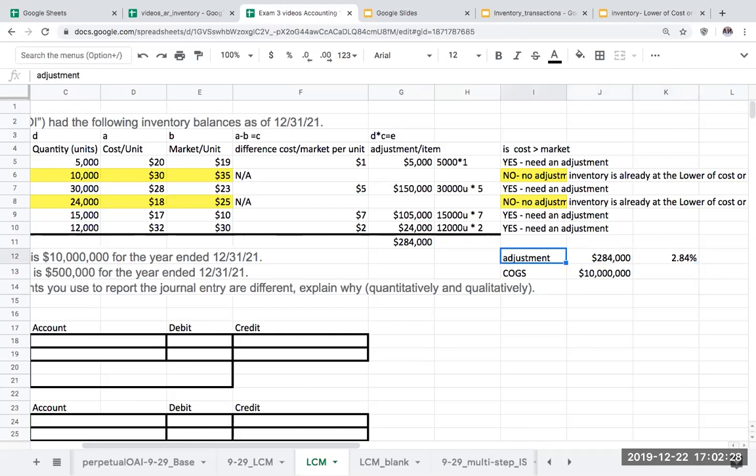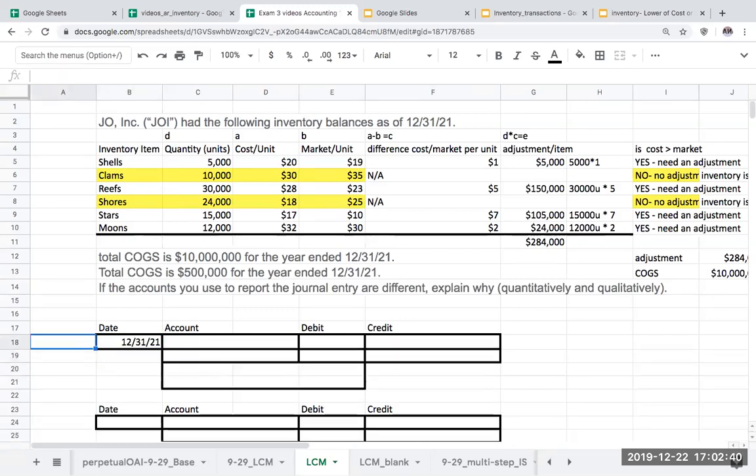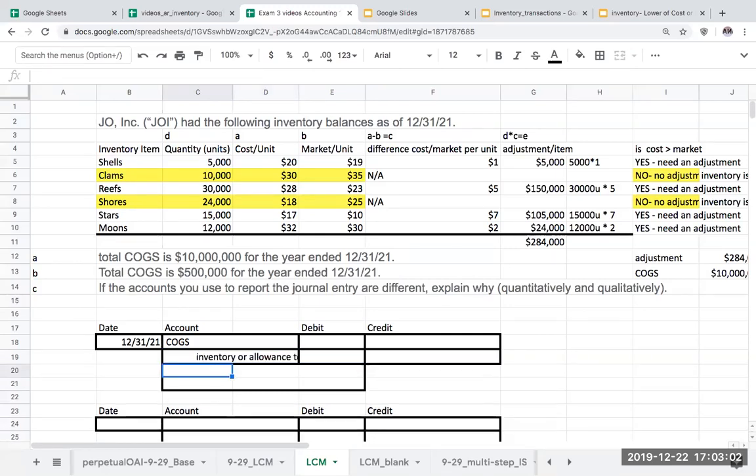So because it's not really going to be making an impact on an investor in terms of cost of goods sold, what I'm going to do for this situation, right? So if total cost of goods sold is 10 million, and this is situation A, B, and then C, I'm going to debit cost of goods sold, and then I'm going to be crediting either inventory or allowance to reduce inventory to lower of cost or market.